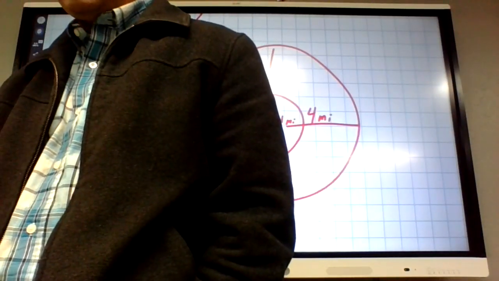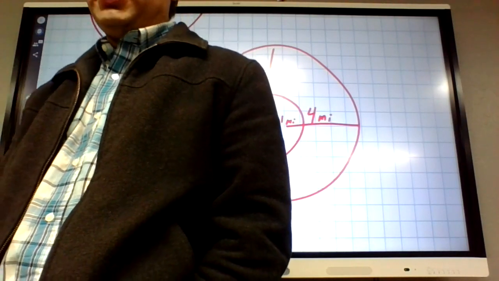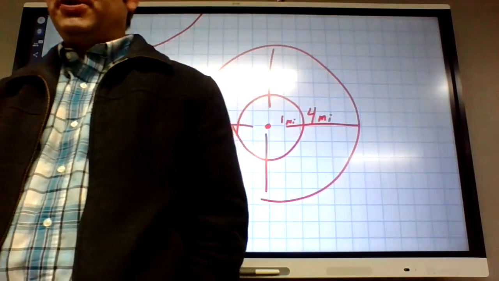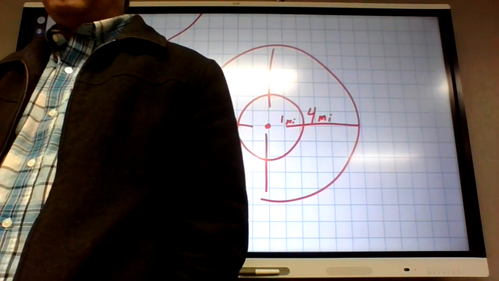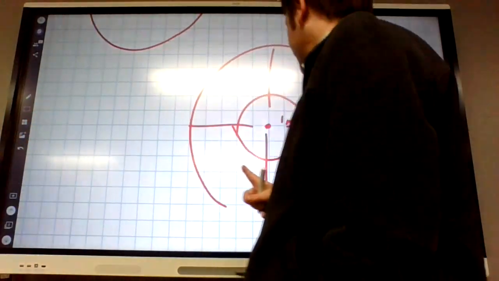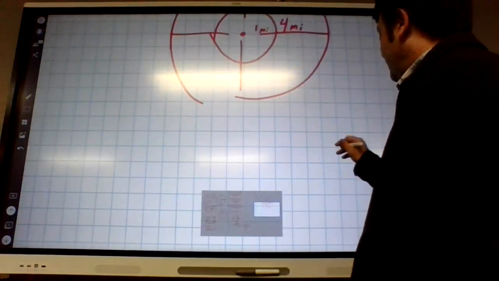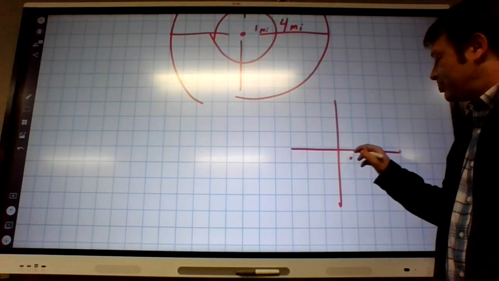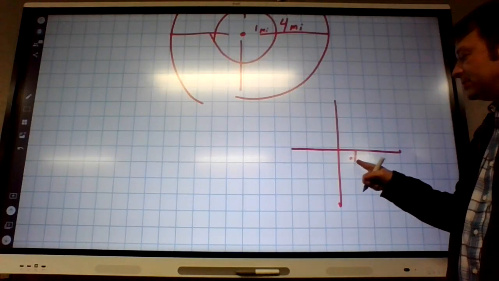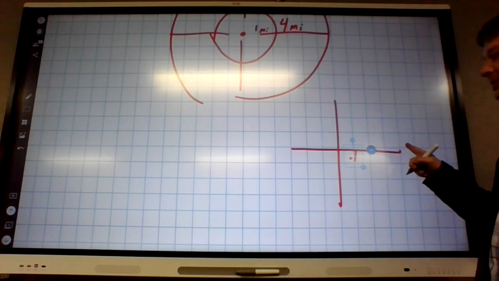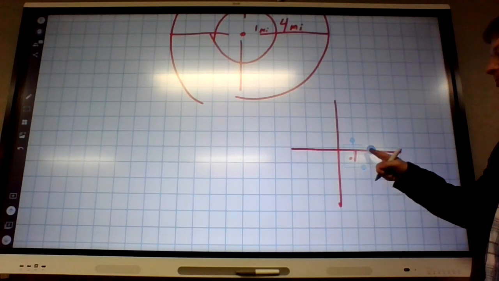A new tower with a coverage radius of 4 miles would ideally be located at 4, 2 on a mapped grid where each unit represents 0.1 miles. Okay, if on our grid each unit is 0.1 miles, how far would we need to go to get to 1 mile? 10. 0.1, 0.2, 0.3.